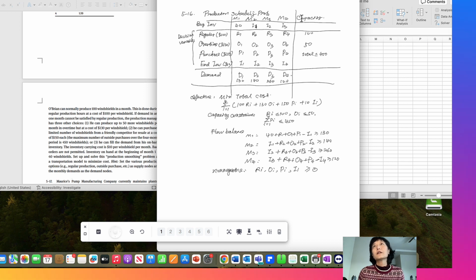Okay, so over here I put the facts of capacity and the restrictions, how many windshields can be bought over the 4 months. It's the demand information. So first of all, the capacity constraint must be met. The regular production should be less than or equal to 100 for all 4 months, and the overtime production must be less than or equal to 50, for i equals 1, 2, 3, 4. And then the sum of the purchasing should be less than or equal to 450.